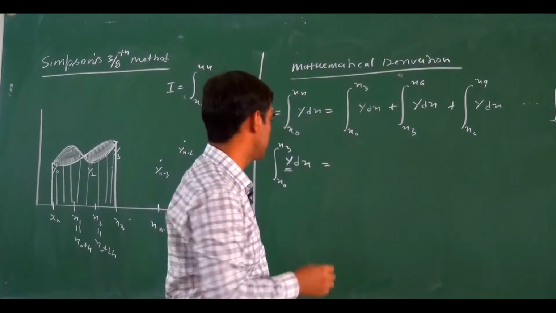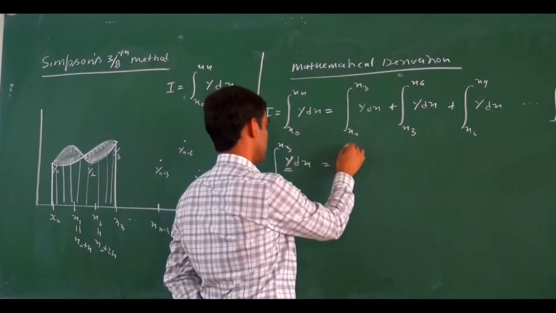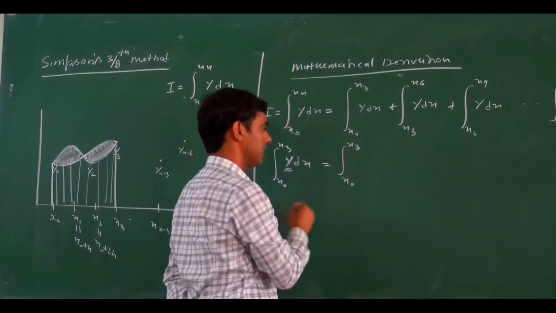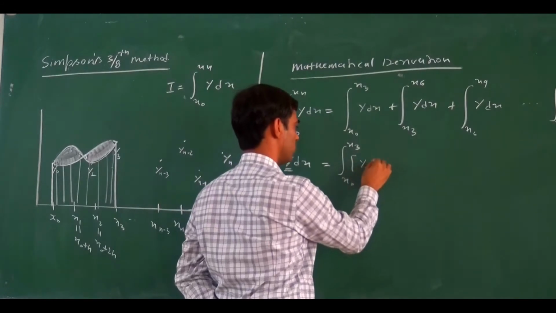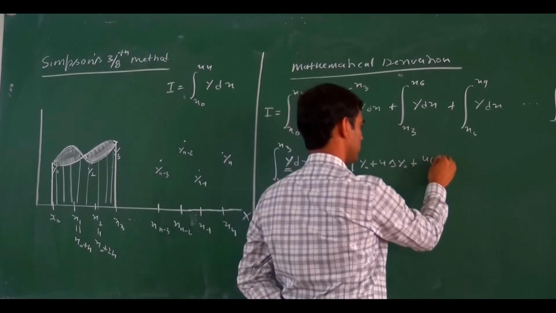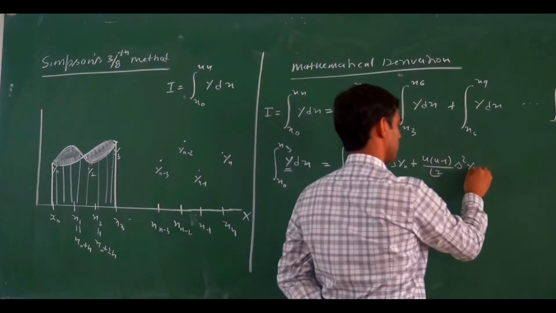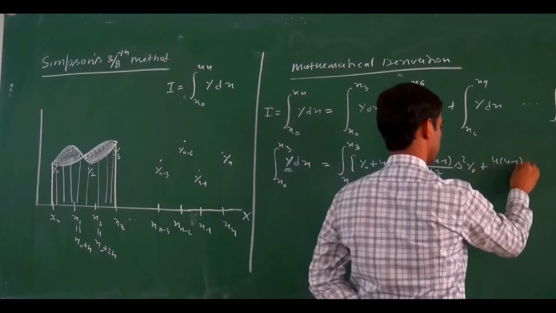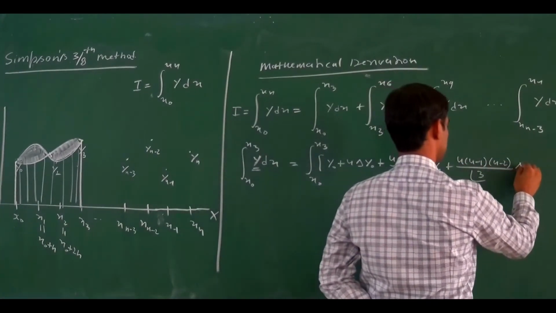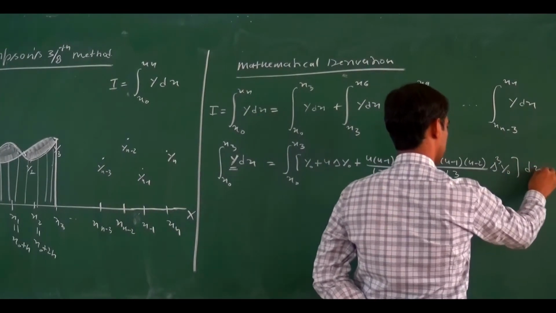We know that. So here we replace y by the Newton forward interpolation formula. ∫ from x0 to x3 of y dx is what? y0 plus u Δy0 plus u(u minus 1) upon factorial 2 Δ²y0 plus u(u minus 1)(u minus 2) upon factorial 3 Δ³y0, and I am not going to write all other terms.